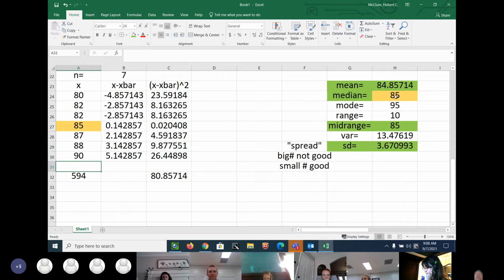85, 85, 85. So that means we're going to have a what standard deviation? A low standard deviation. See what the numbers tell you? That's what statistics tells you. You got to know this stuff in order for the numbers to tell you what's going on.